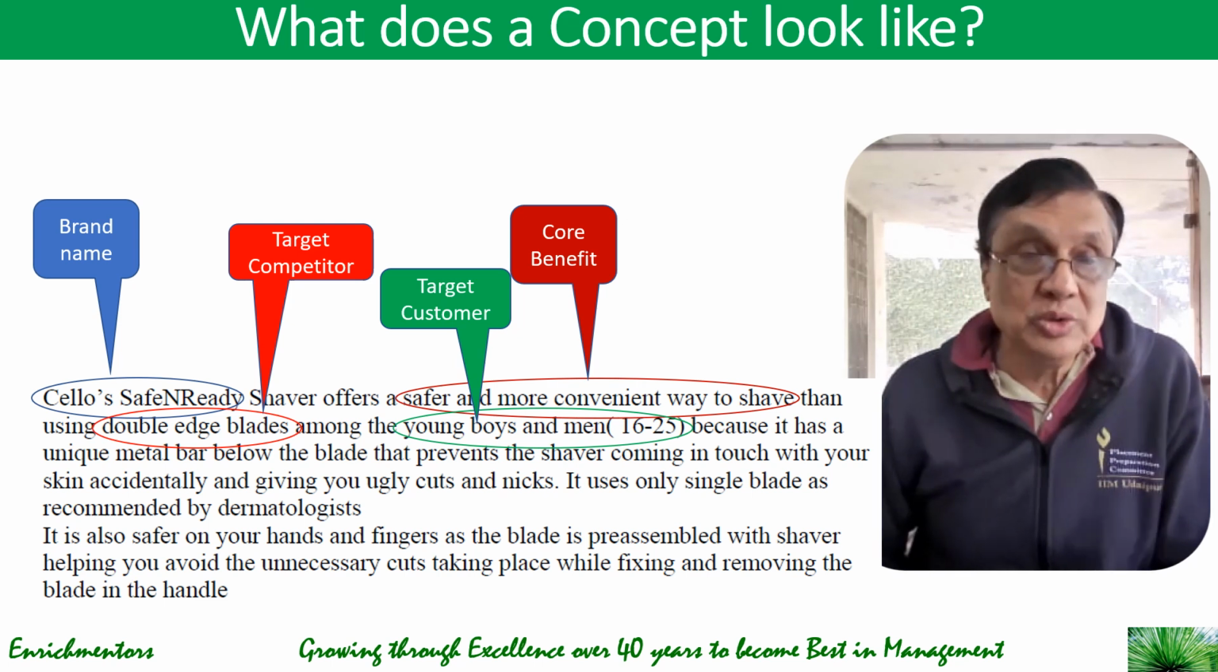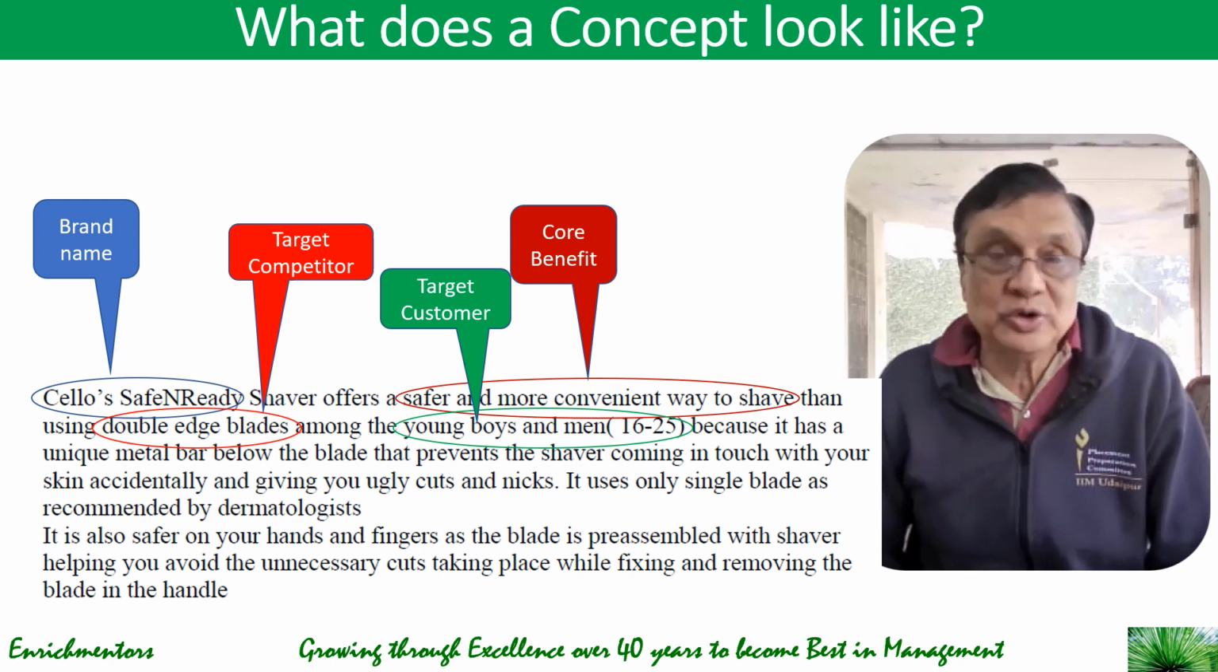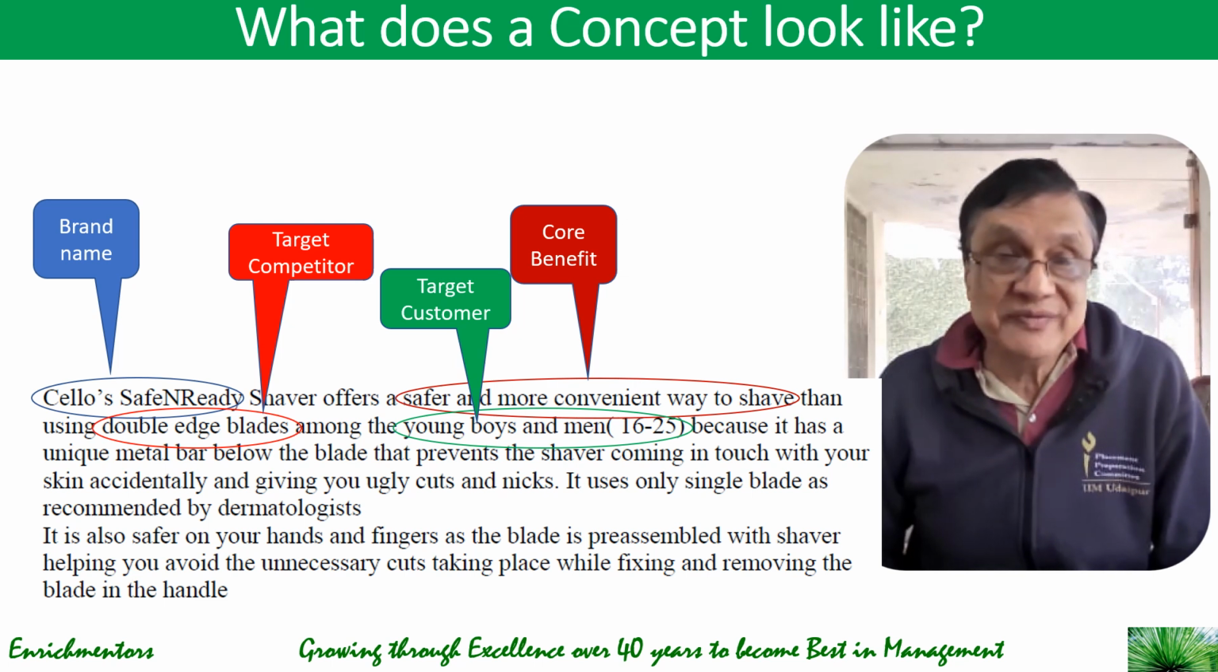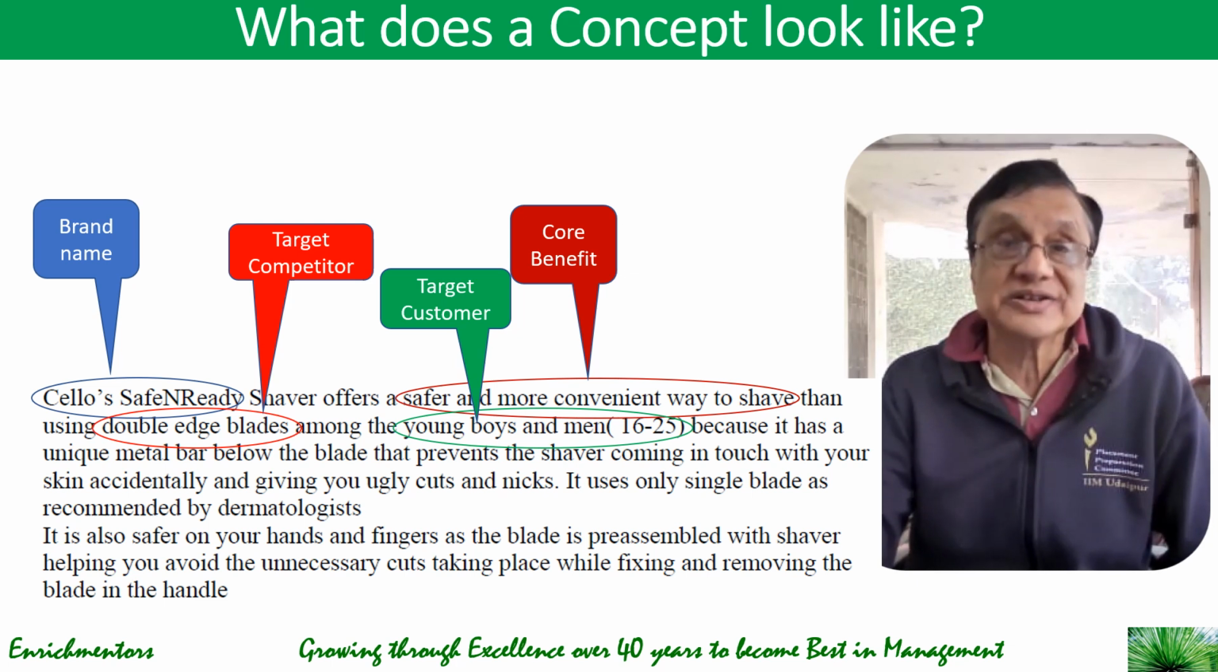Who are you targeting? Who are these people who are using this double-edged blade? So, for whom will this safer and more convenient way to shave be useful? And we define that as young boys and men in the age 16 to 25. So you define the fourth element, target customer.